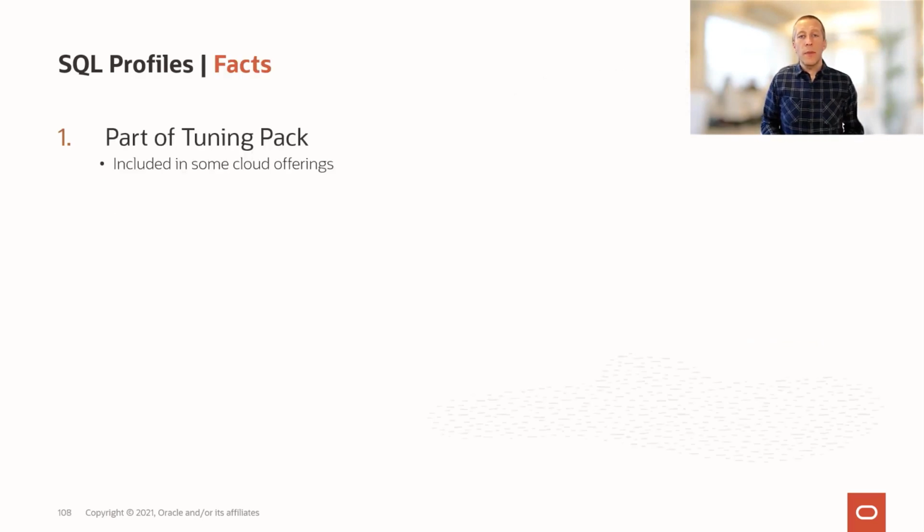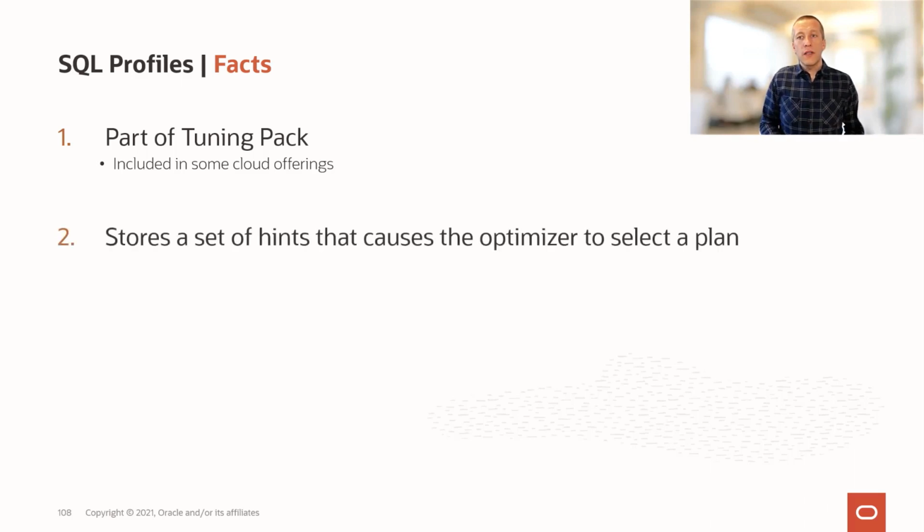SQL profiles are part of the tuning pack. But if your database is in OCI and you're using one of the Enterprise Edition offerings on DBCS or ExaCS, it's actually part of the license. The profile itself is stored in an internal format in the data dictionary. It's kind of a black box, so you can't really see how it's implemented. You just need to know that it works.